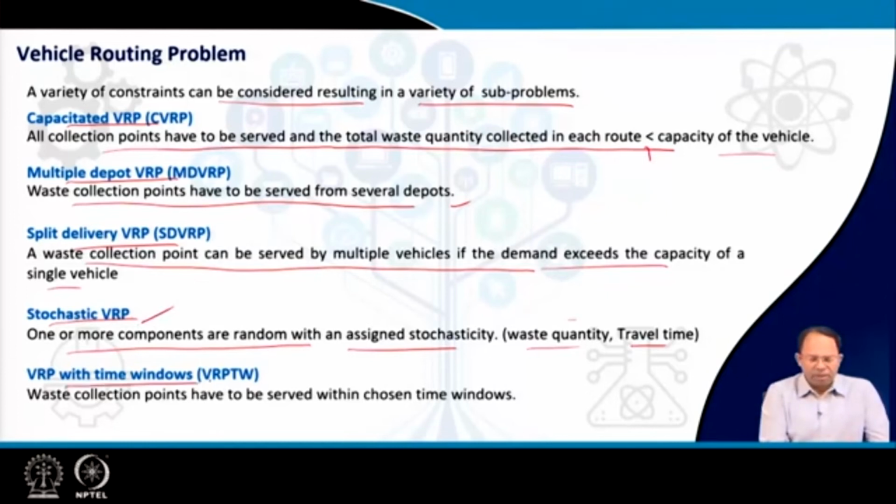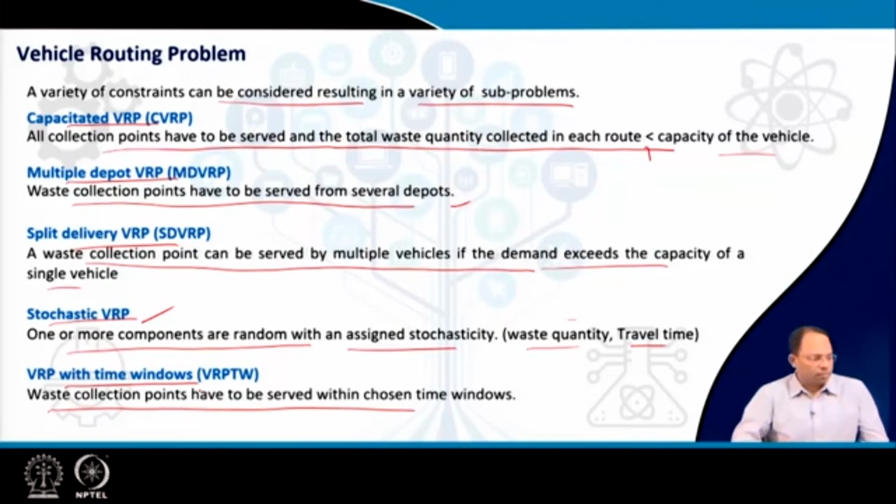Then VRP with time windows, where waste collection points have to be served in chosen time windows. That means when I form the routes, there are constraints on what time I can reach there. So, this is called a VRP with time windows. These are the different variants of the vehicle routing problem that could be adopted in waste collection studies.